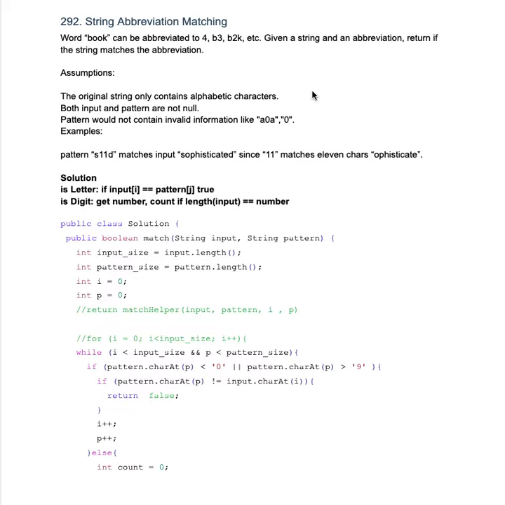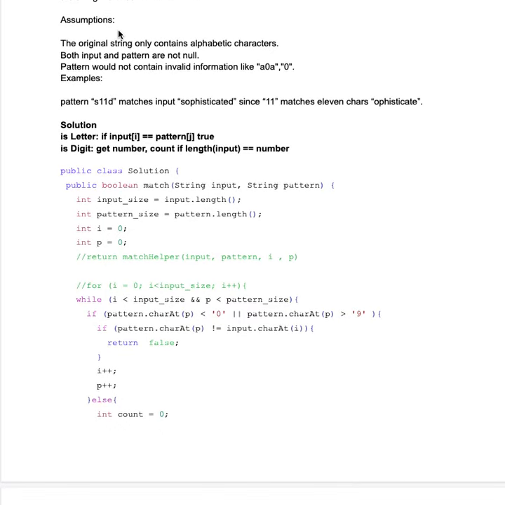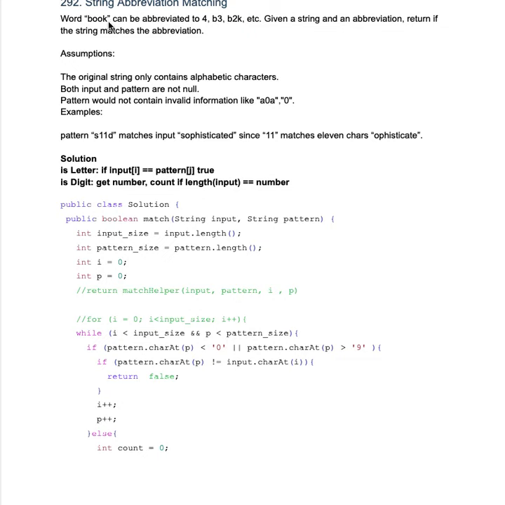Abbreviation matching. For example, the word book can be abbreviated to 4 because it has 4 letters, or B3 or B2K. Then how do we do that? If it is a letter, we compare the input and the pattern. So if the input is book, then the pattern is B3.